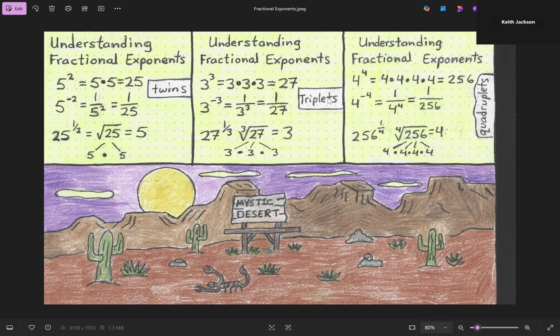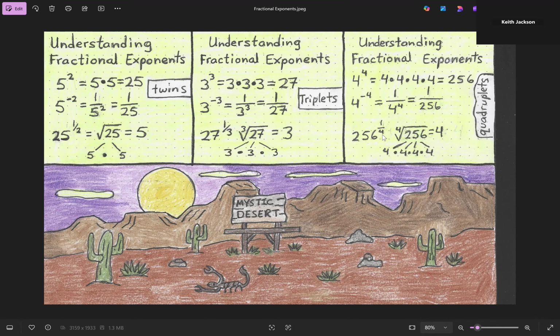And what we're doing, we're working with triplets now, because now we're getting the cube root of 27. And the question is, what number times itself 3 times will give me 27? And as you can see, it's 3 times 3 times 3. And if I pluck one of the triplets out, that answer is 3. All right, let's take a look at the fourth big example, in which we have the fractional exponent of 1/4.